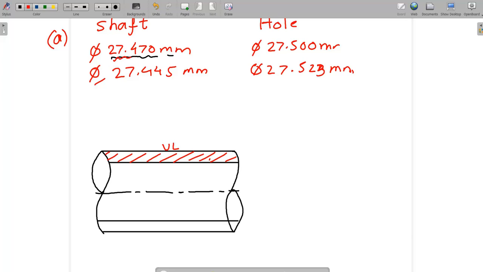Since this value is bigger, see 27.470, but this value is lesser, so always the bigger value will be our upper limit. So 27.470, and this is the lower limit. Lower limit is 27.445. So this is about the shaft.